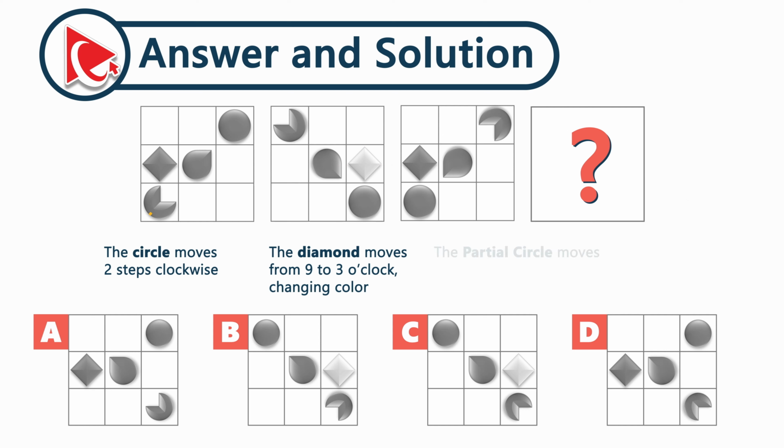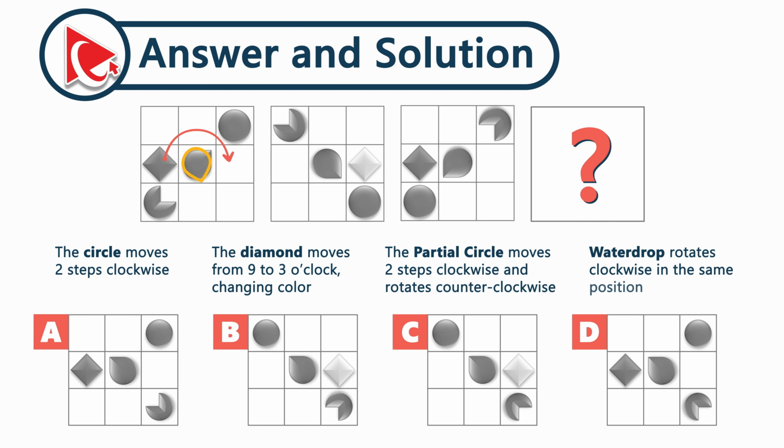The partial circle also moves 2 steps clockwise, but in addition, it rotates counterclockwise. It starts in the bottom left corner, then goes into the upper left corner, then continues to the upper right corner, and in the target object, it will be in the bottom right corner. The only remaining shape is the water drop, and as you can see, the water drop rotates clockwise in the same position. Knowing all of this information, let's build the target object.